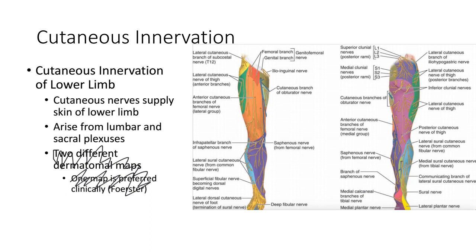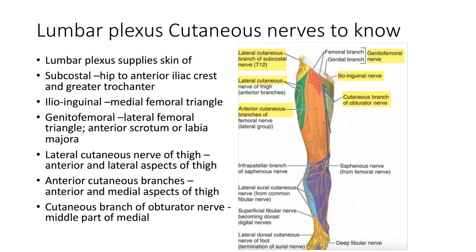Cutaneous innervation of the lower limb is from cutaneous peripheral nerves. So the cutaneous nerves supply skin of the lower limb, but there's going to be more than one spinal nerve involved in these cutaneous nerves. The cutaneous nerves arise from the lumbar and the sacral plexuses. So here are the cutaneous nerves from the lumbar plexus that I want you to know.